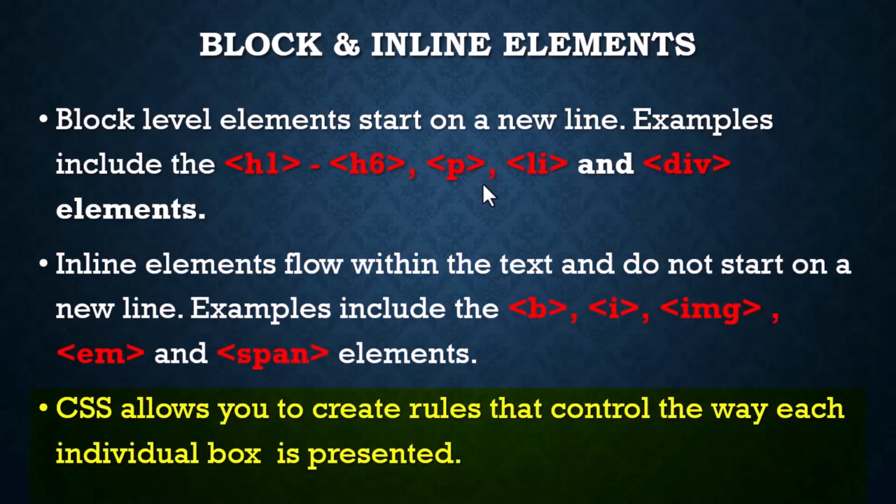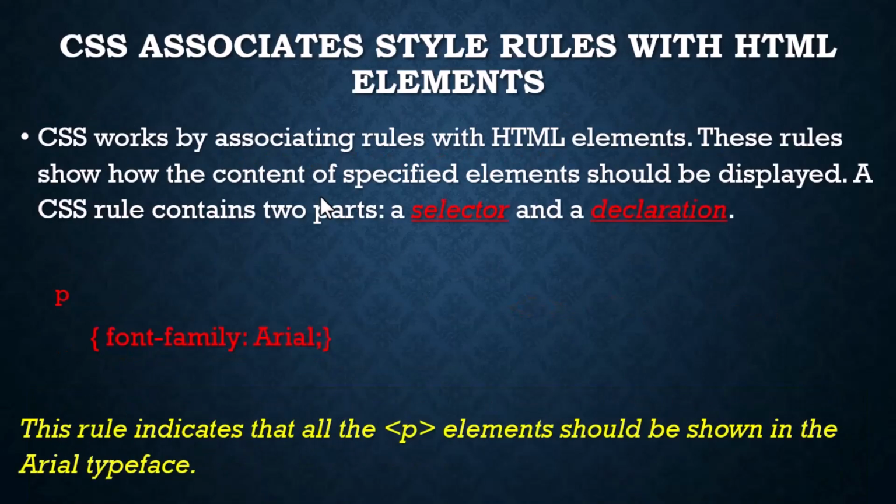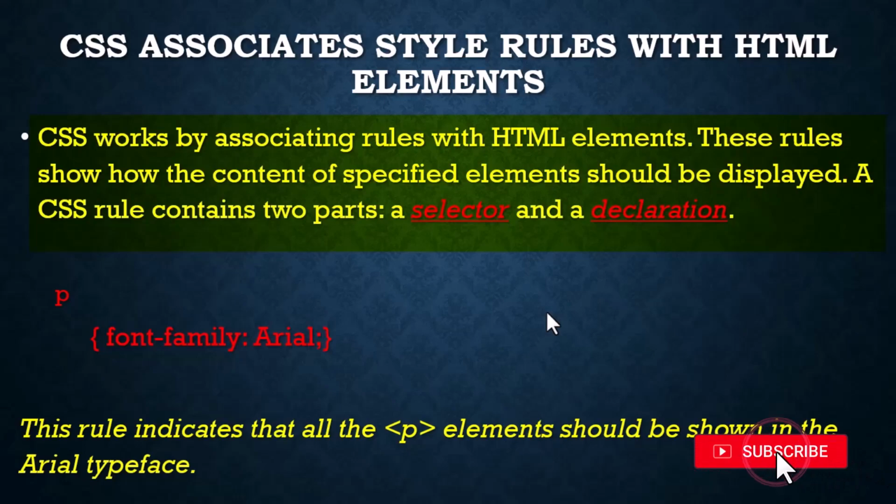CSS also allows you to create rules that control the way each individual invisible box is presented. I spoke about selectors and I also spoke about declaration, which is the property. CSS also associates some rules with HTML elements, and these rules show the content of specified elements and how they must be displayed. Every CSS rule has two main parts, which is a selector and a declaration.